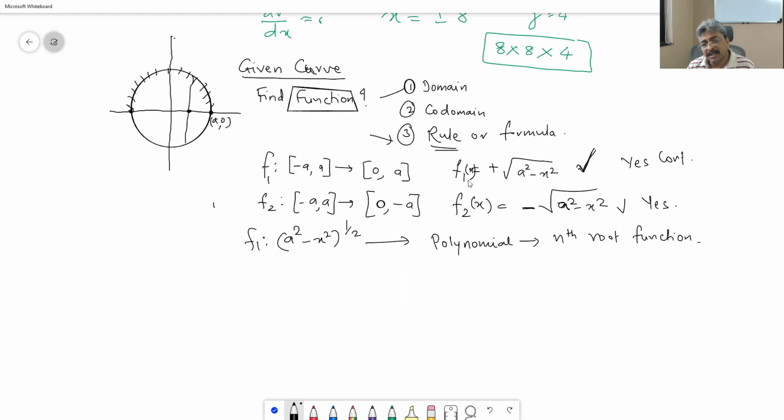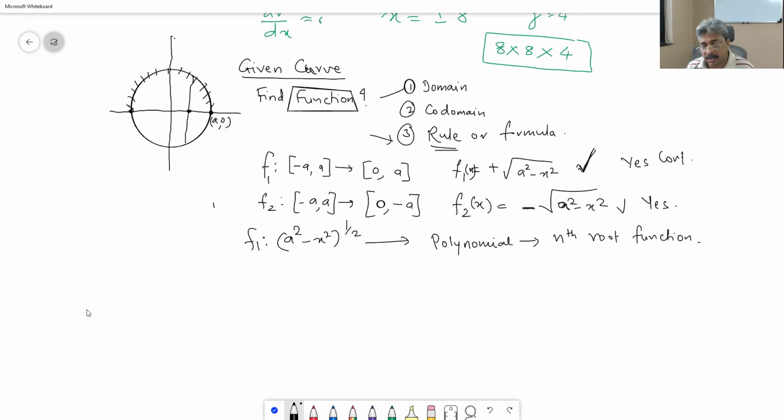So we said that f1 is continuous because it's a polynomial followed by nth root function. Both of them are continuous. Therefore, f2 is also continuous. The lower half of the circle is continuous, and the upper half of the circle is also continuous.